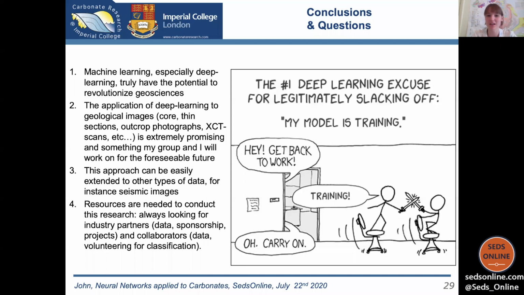Next question then is from Diana Ortega Arisa, saying, great talk from the Kansas Geological Survey. Two questions. One, what software do you use for this type of analysis? And two, have you applied the method to outcrop images? What was the second part of the question? Sorry, have you applied the method to outcrop images?